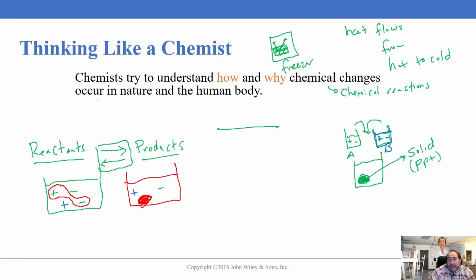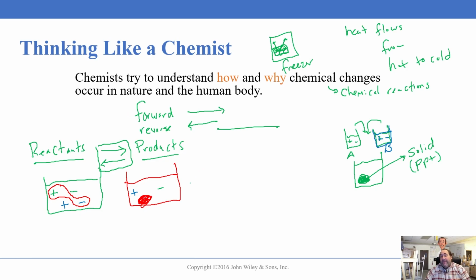And that implies that there's a forward direction, which in that reaction is our reactants that go to products. And there's a reverse direction where some of those products will actually recombine and make some more reactants of what we sort of started with.